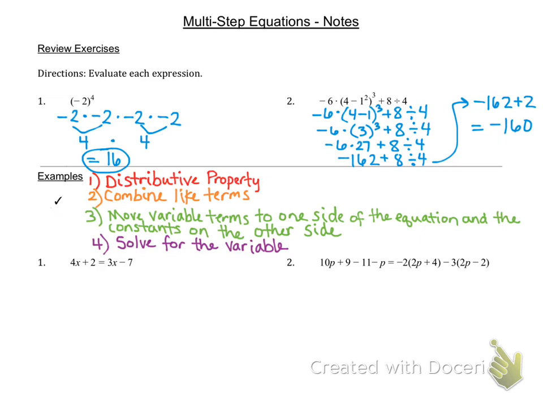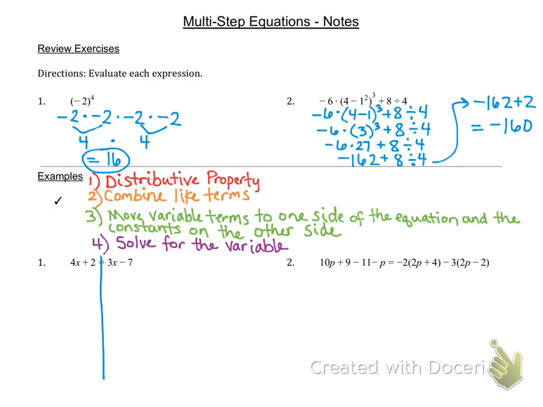Let's look at number 1. We have 4x plus 2 is equal to 3x plus 7. First, I'm going to draw that line straight down that equal sign so that we can see our left and right side of the equation. So first, we're looking for a distributive property. I don't see that in this equation. Next, we're looking for combining like terms. I also do not see that on this equation.